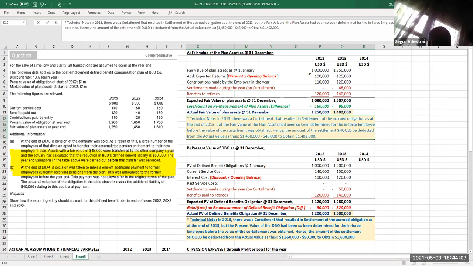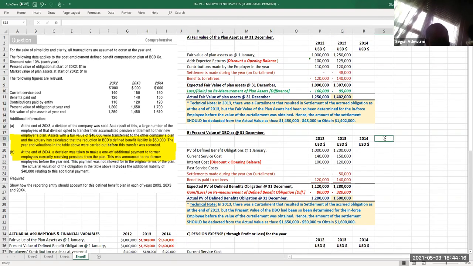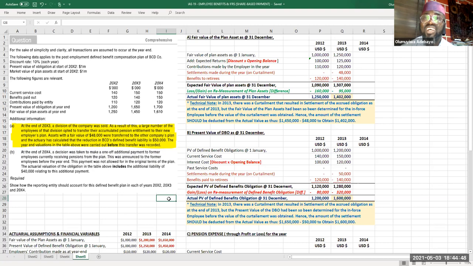Please, I would just like you to throw more light on this additional information, A, the opening paragraph there that said, at the end of 2013, a division of the company was sold. As a result of this, a large number of the employees of the division opted to transfer their accumulated pension entitlements to the new employer's plan. I know that they opted to transfer, but the fact that the division was sold is a little bit confusing for me, because this selling of the division is at the instance of the management. It's not the fault of the employee, so they shouldn't bear the burden, even though they opted to transfer to another employer. We can't query what employer and employers agreed. Do you get what I'm saying now?